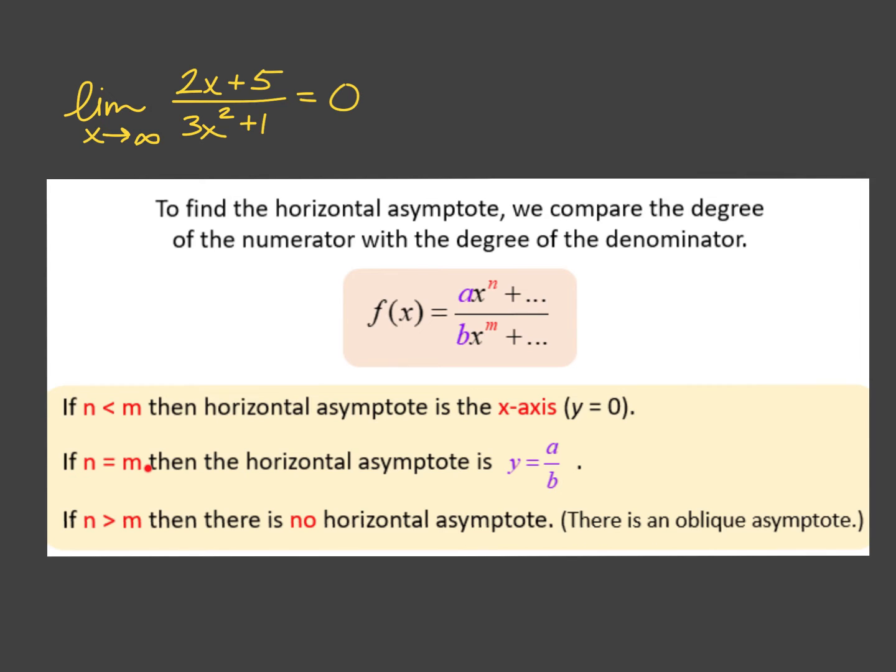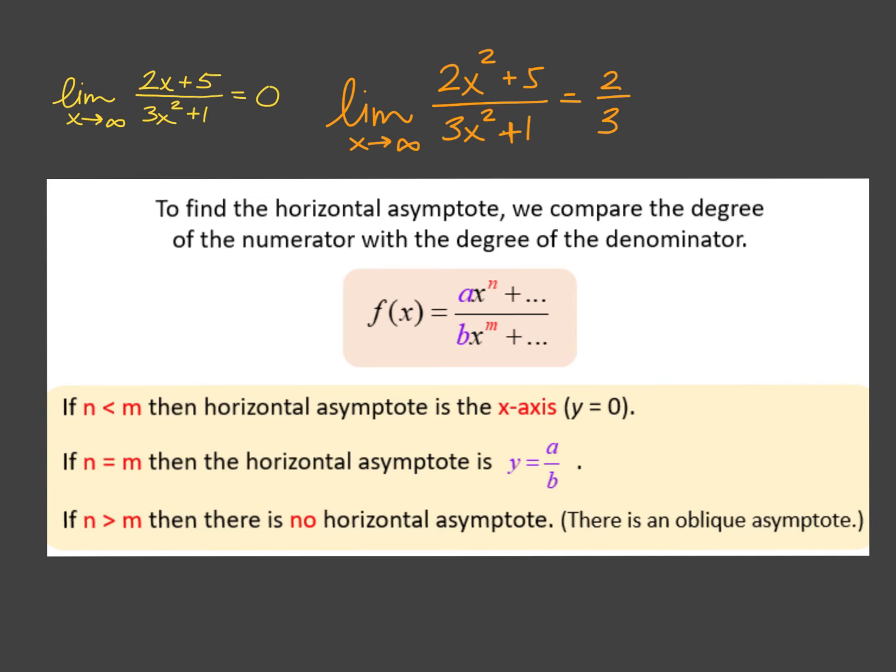Now, what if n equals m? What if the degrees match? Well, this example was h of x, where the only thing we changed was the degree of the numerator. So here, when the degrees are the same, the degree of the numerator and the denominator are both 2. The horizontal asymptote, aka the limit as x approaches infinity, is simply the ratio of the leading coefficients, a over b. Well, our leading coefficients were 2 and 3. Therefore, our limit as x approaches infinity, our horizontal asymptote, was 2/3.